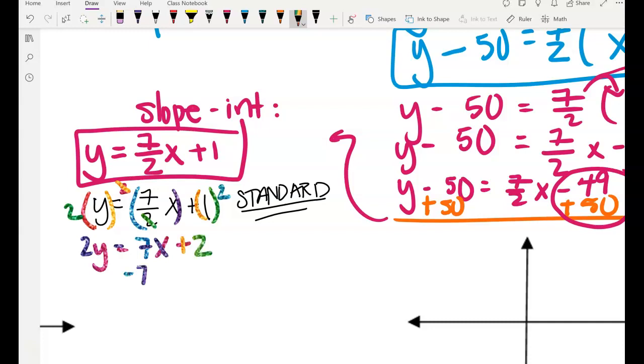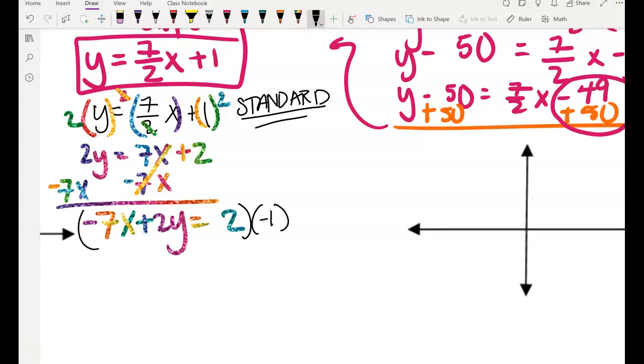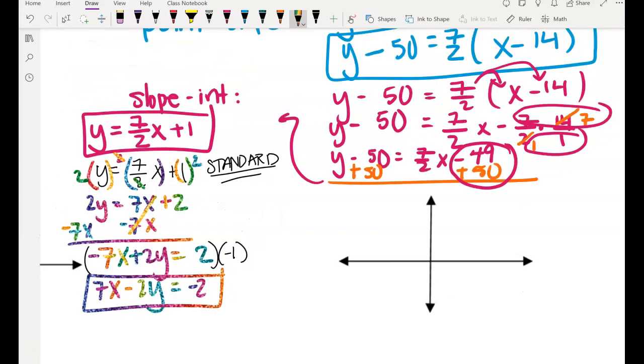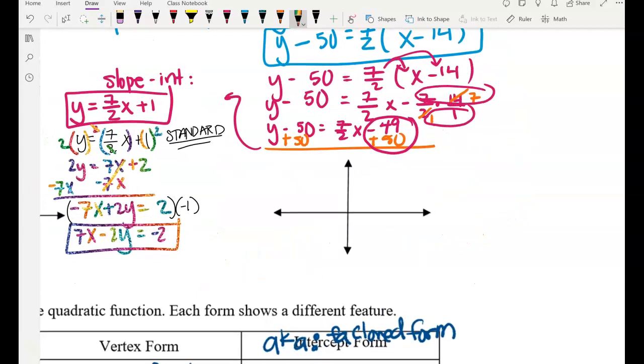Now we do need to move the x in the front. And so now we are going to have negative 7x plus 2y equals 2. Now remember, we want to get rid of that negative number in the front. So multiply each and every term by negative 1, or even divide each and every term by negative 1. So positive 7x minus 2y equals negative 2, and that is our standard form. Okay, so all three forms are boxed up. Now we just have to graph our line.